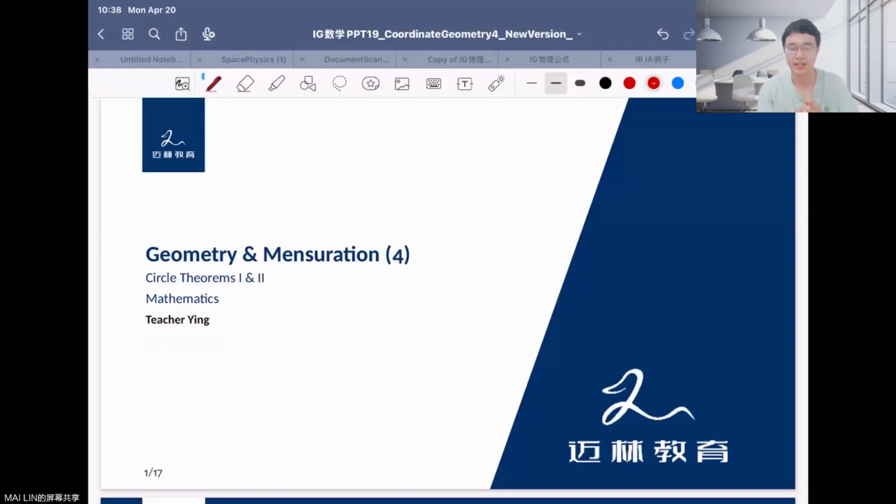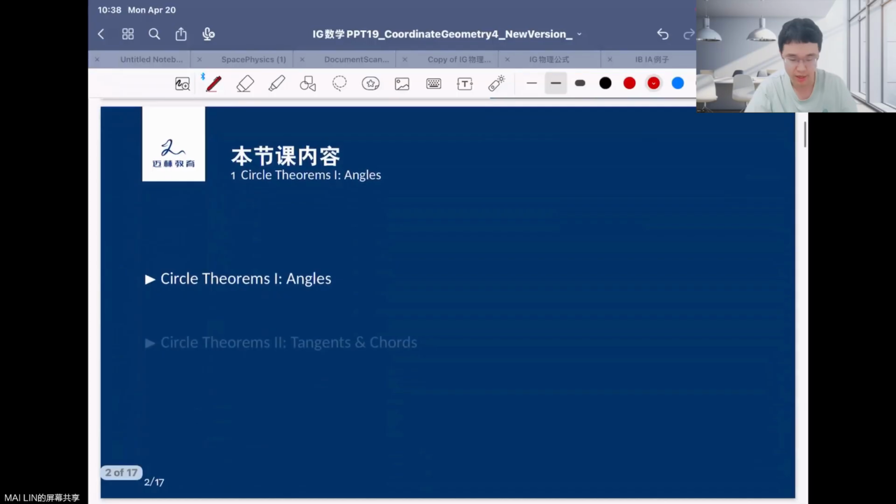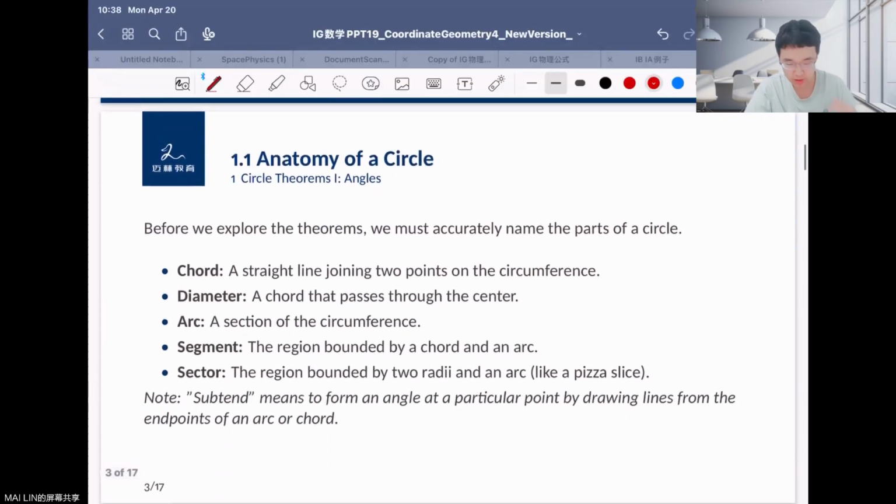Okay, hello guys. Today I'll talk about geometry and measurement 4. So let's move to the first part, about circle theorem 1, about angles. So what about the circle? Here are some very key words in the circle, and here is a circle, right?